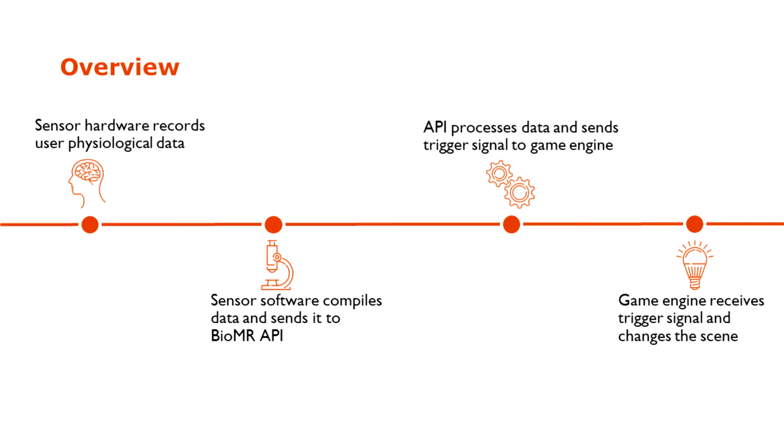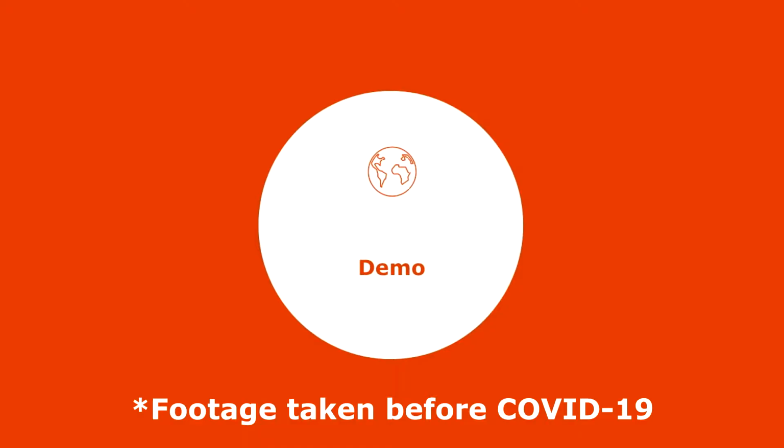A researcher can specify triggers in the API, which will automatically modify the VR scene once a threshold sensor level has been exceeded. We have created two test scenes, one in Unity and one in Unreal Engine 4, to demonstrate that our API is compatible with multiple game engines. Now we will demonstrate BioMR in action.